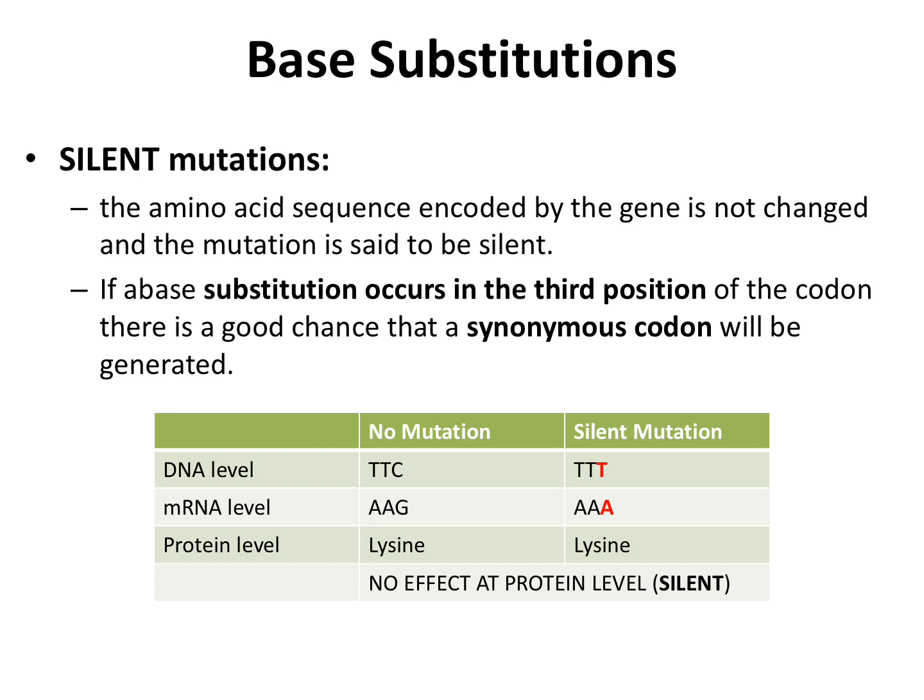So the mRNA will be AAG in case of no mutation, but in case of silent mutation that will result in AAA. But eventually, if you look at the protein level, both in no mutation and in case of silent mutation, they are resulting in the same amino acid. So no effect at protein level, and that is why we are calling it a silent mutation. If a base substitution occurs in the third position of a codon, there is a good chance that a synonymous codon will be generated, and that is what we call a silent mutation.